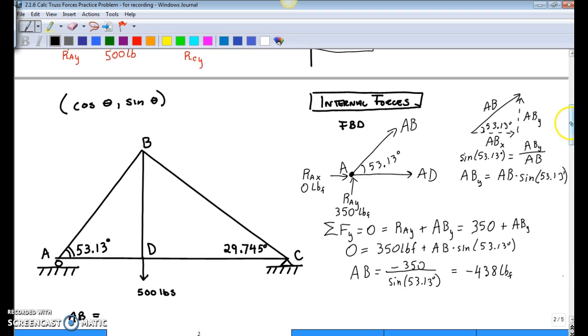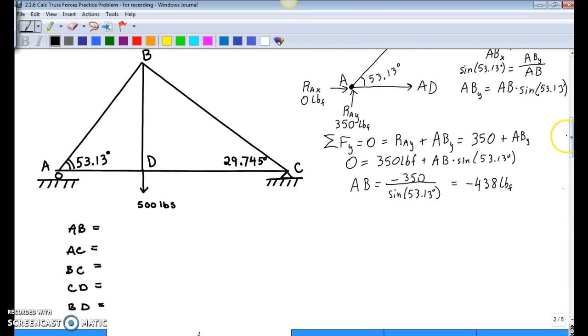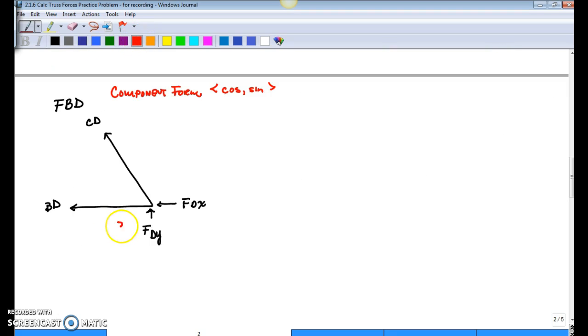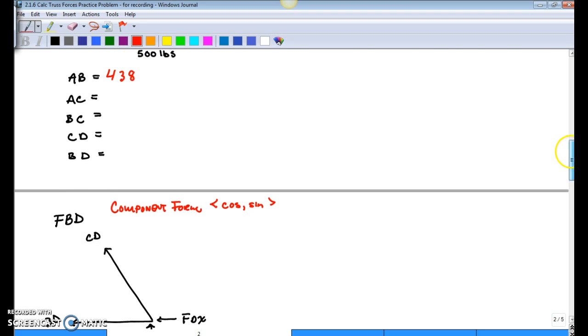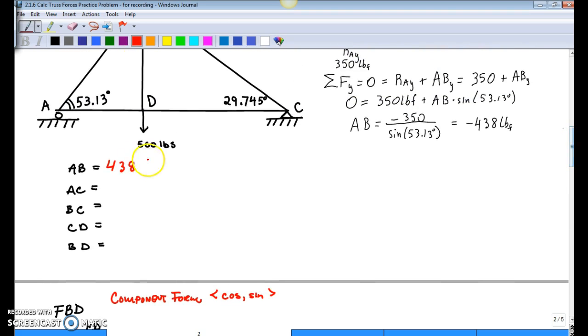So when I go to fill out my table down here, my AB should actually... you always write internal forces as positives, but then you note in parentheses a C for compression or a T for tension.